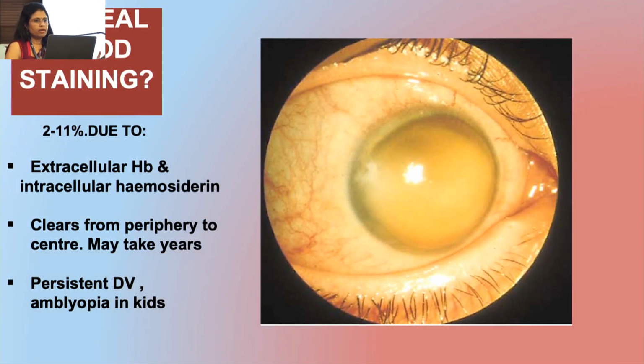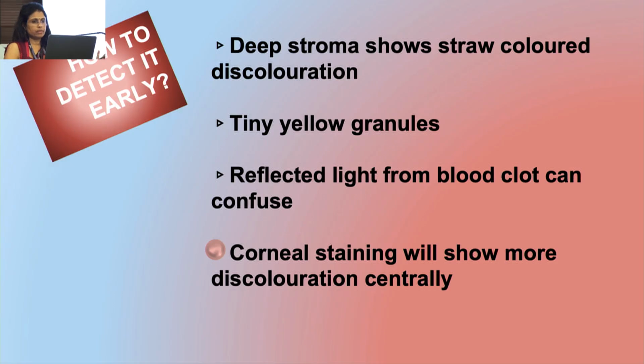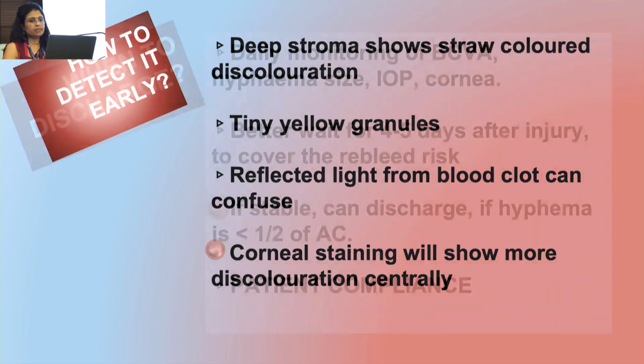Okay. Now, corneal blood staining is a much less occurring complication. I'm not going into the theory of it, but just remember that patients with large hyphema, prolonged clot duration, sustained IOP elevation, and endothelial compromise as in a Fuchs dystrophy, these are patients who are at more risk. And how to detect it? See, it occurs as a yellowish discoloration, but that yellow reflex can occur even in absorbing blood. So if your yellowish discoloration is occurring in the center first and it is markedly increasing from the center, then it may be corneal blood staining.